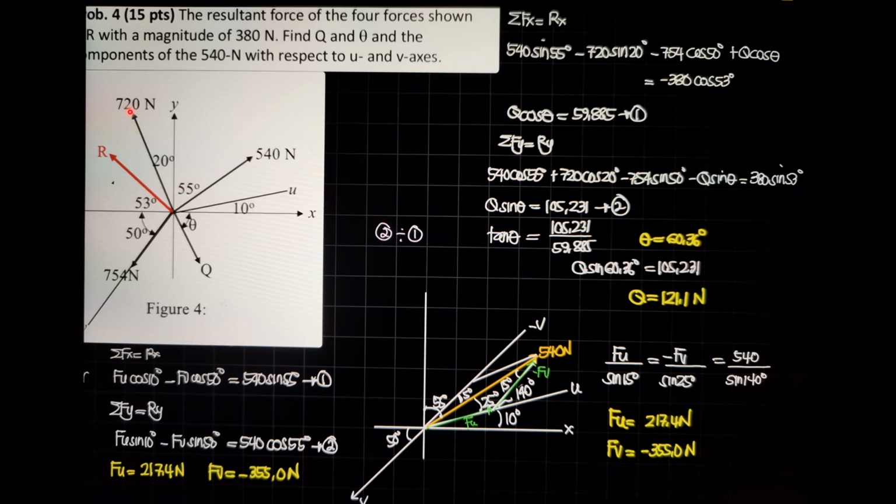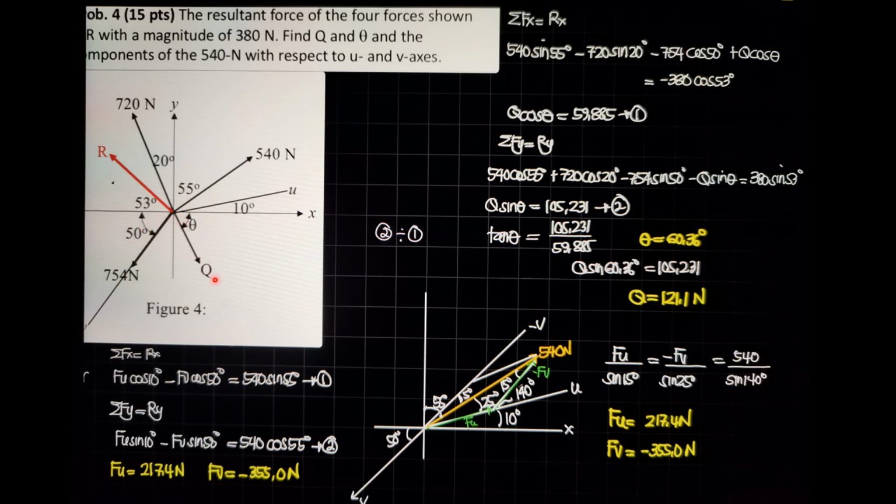Then the x component of 720 is negative. It is up to the left, so negative. So minus 720 sine of 20 degrees. This is the x component. Then the x component of 754 is also negative. It is directed down and to the left. So negative 754 cosine of 50.